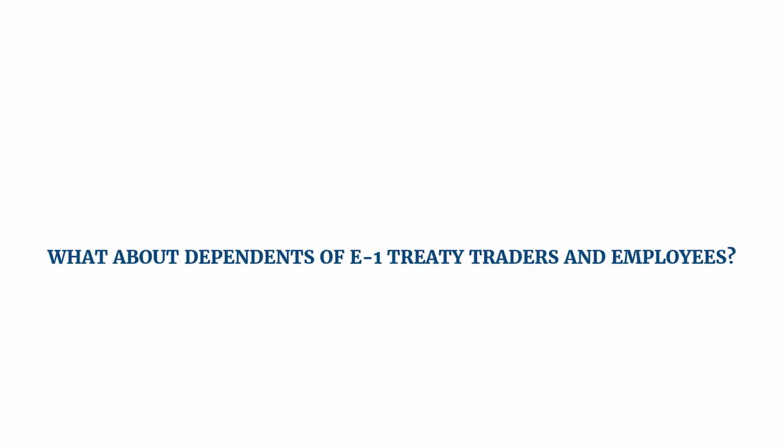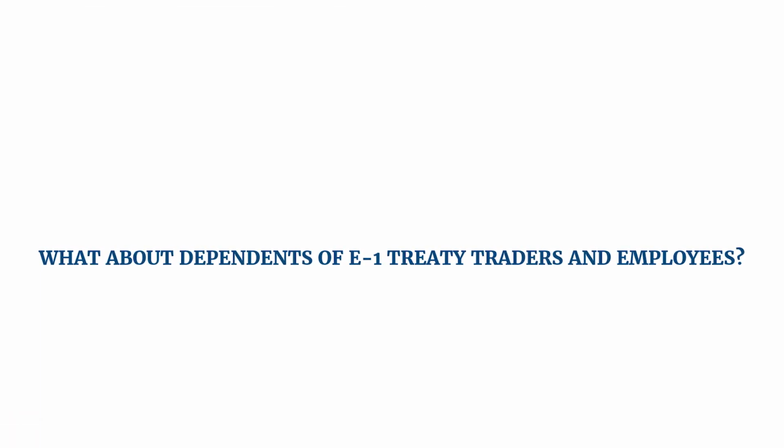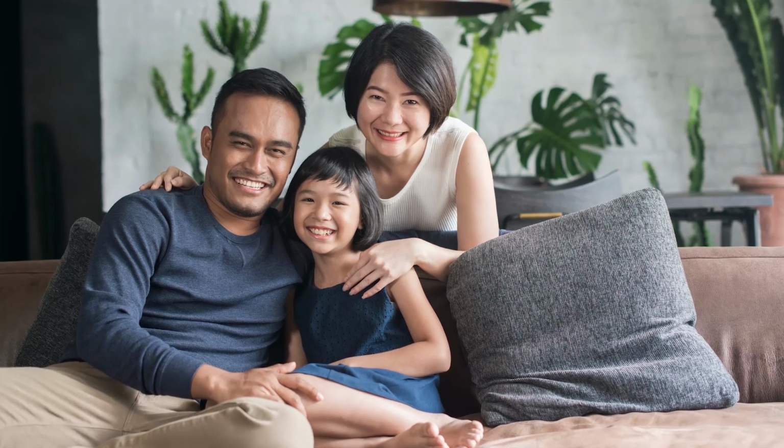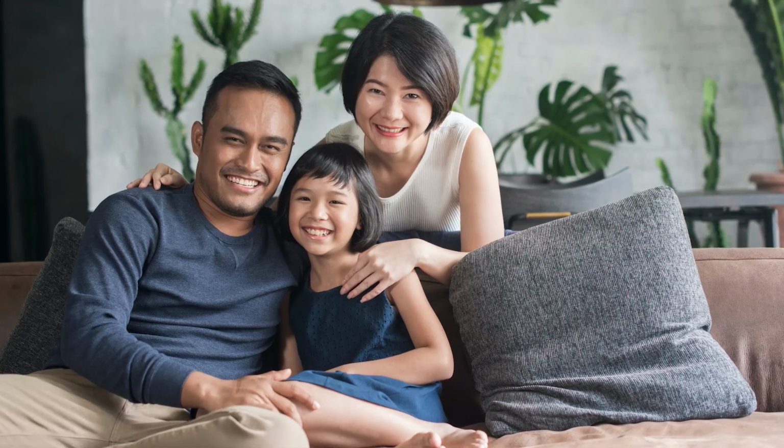What about the dependents of E-1 treaty traders and employees? Anyone granted E-1 status is eligible to bring a spouse and any unmarried minor children, regardless of nationality. Qualifying family members are typically granted the same period of stay as the treaty trader or employee. Spouses of E-1 workers may now apply for general work authorization while in the United States, without any particular restrictions on the place or type of work. However, they must apply for work authorization separately.